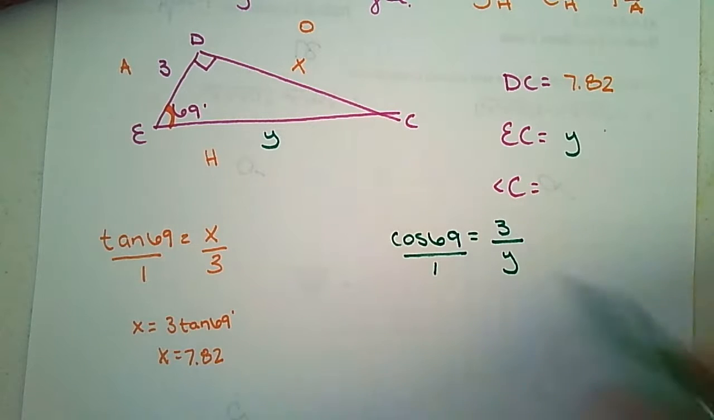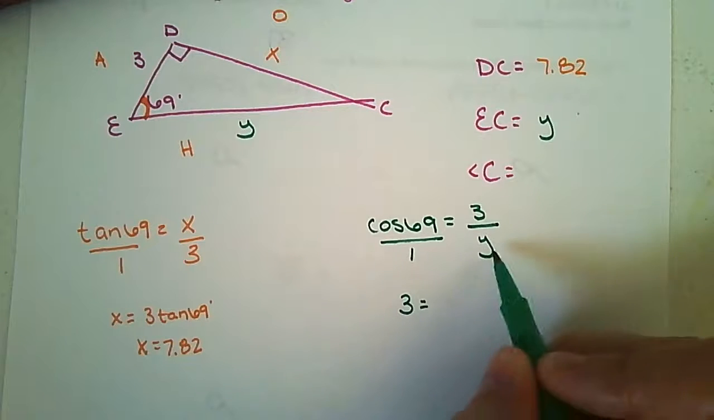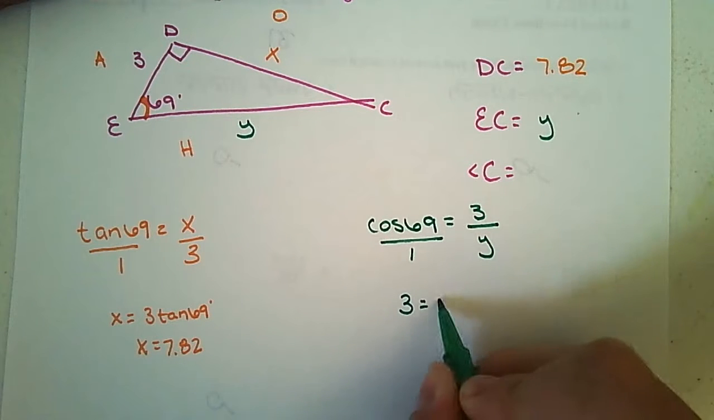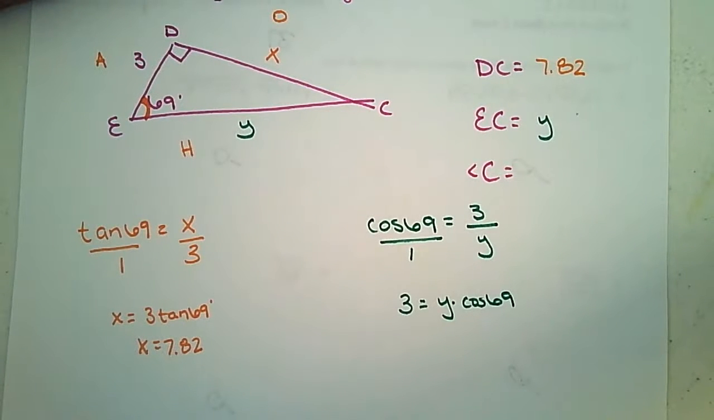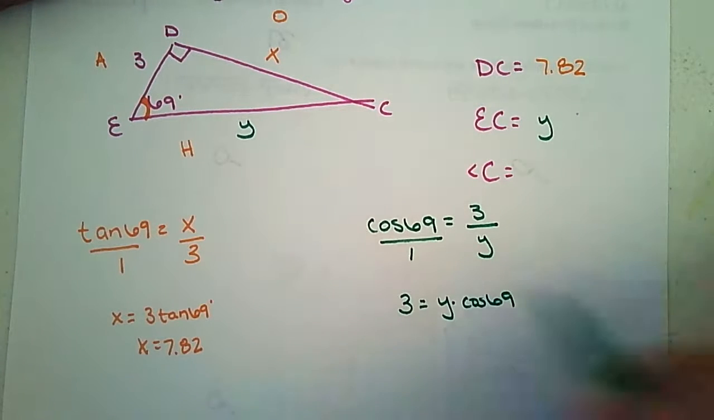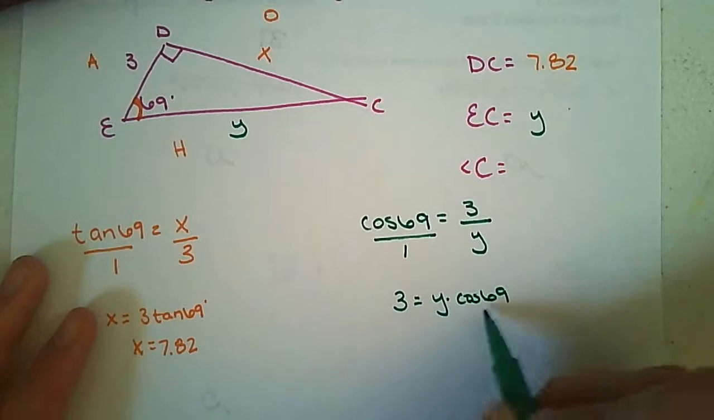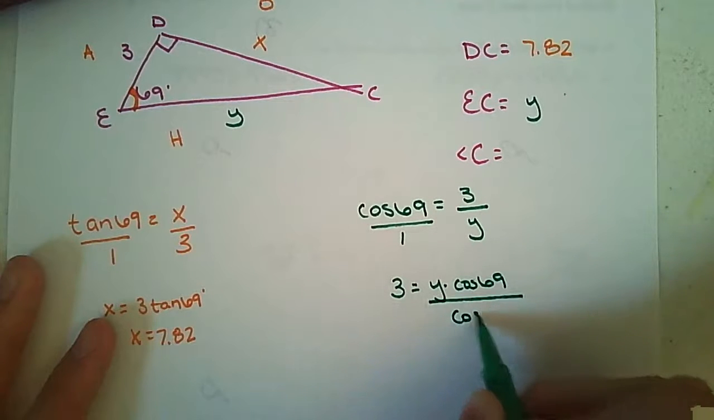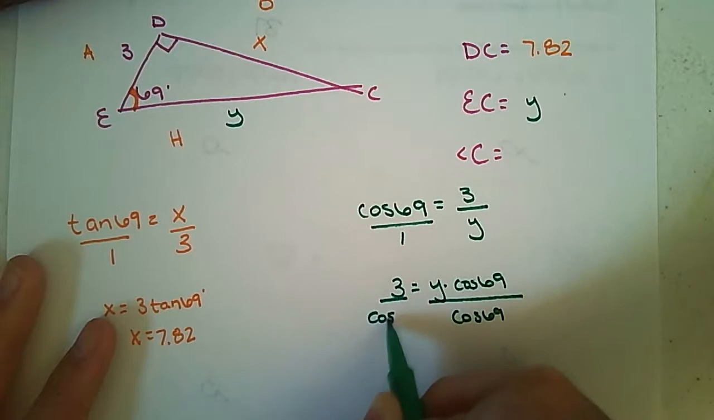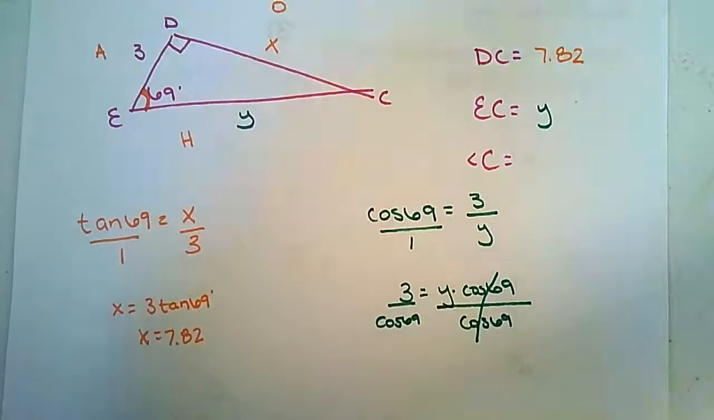And this time when I cross multiply, I'm going to have 1 times 3, which is 3. And then y times the cosine of 69. And notice this time y is not by itself. Y is being multiplied by the cosine of 69. So I need to do one more step to solve for y this time. So right now, if I'm multiplying these two things together, in order to undo that, I need to divide both sides by the cosine of 69. So then we'll get y equals 3 divided by cosine 69.